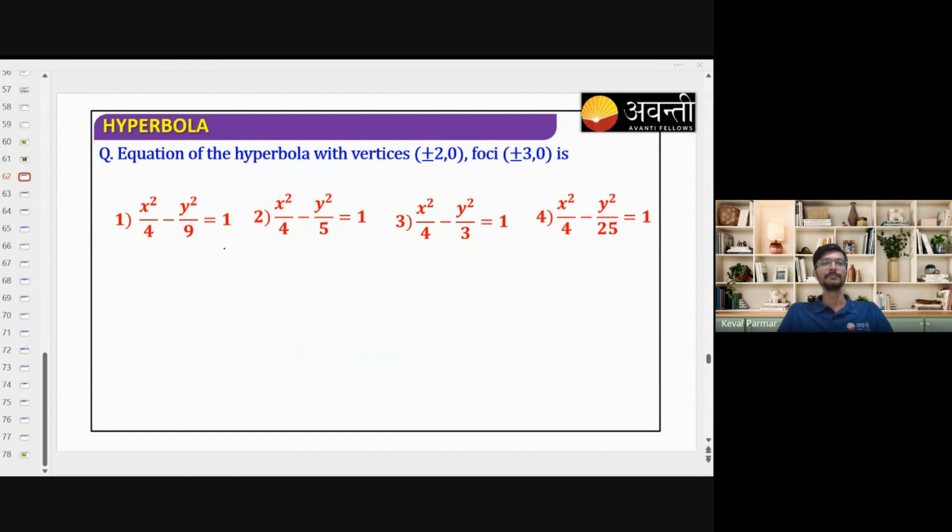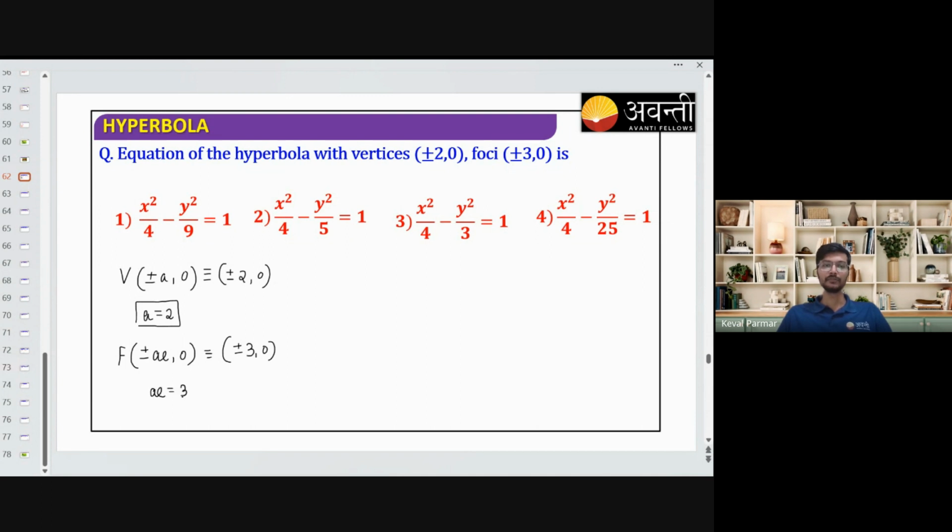Hyperbola with vertices plus minus a comma 0, but we have been given plus minus 2 comma 0. That means a is 2. Foci is plus minus ae comma 0, which is given as plus minus 3 comma 0. That means ae is equal to 3.